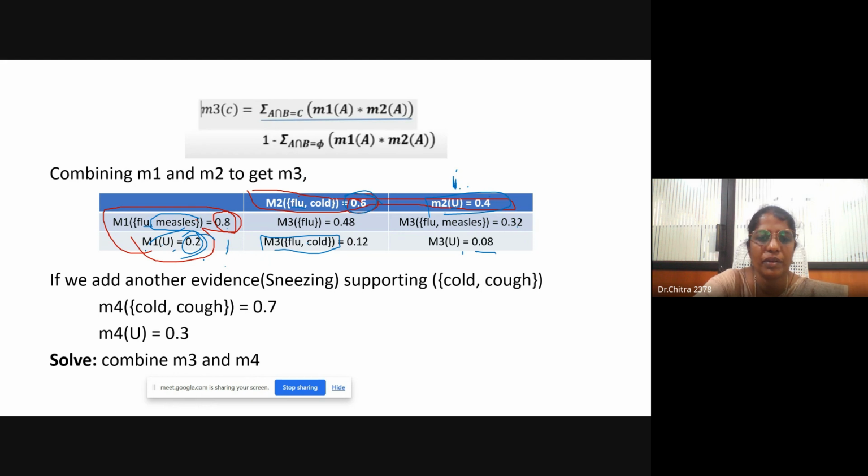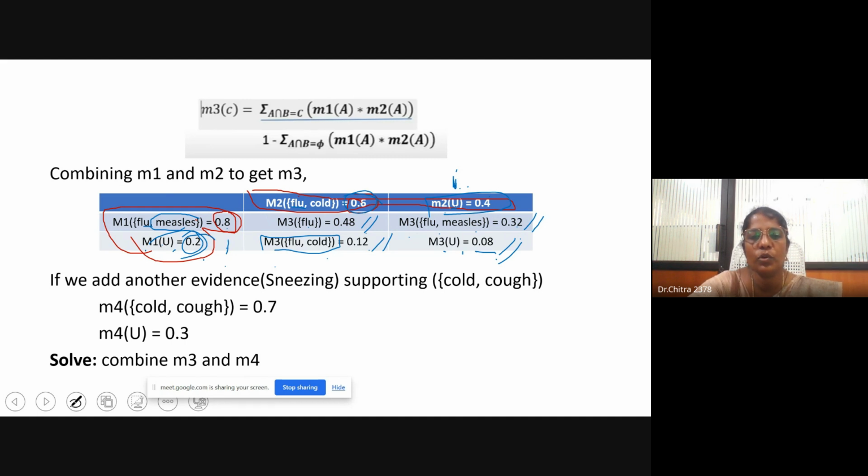So from here, we are going to take another evidence also. Now we know what M3 is. M3 of flu and cold is 0.12, M3 of flu alone is 0.48, M3 of flu and measles is 0.32, and M3 of all is 0.08. Now the uncertainty is also added. When you see over here, all the values are there. If all the values are there, we cannot say that one will not come. There is a possibility of all these combinations.